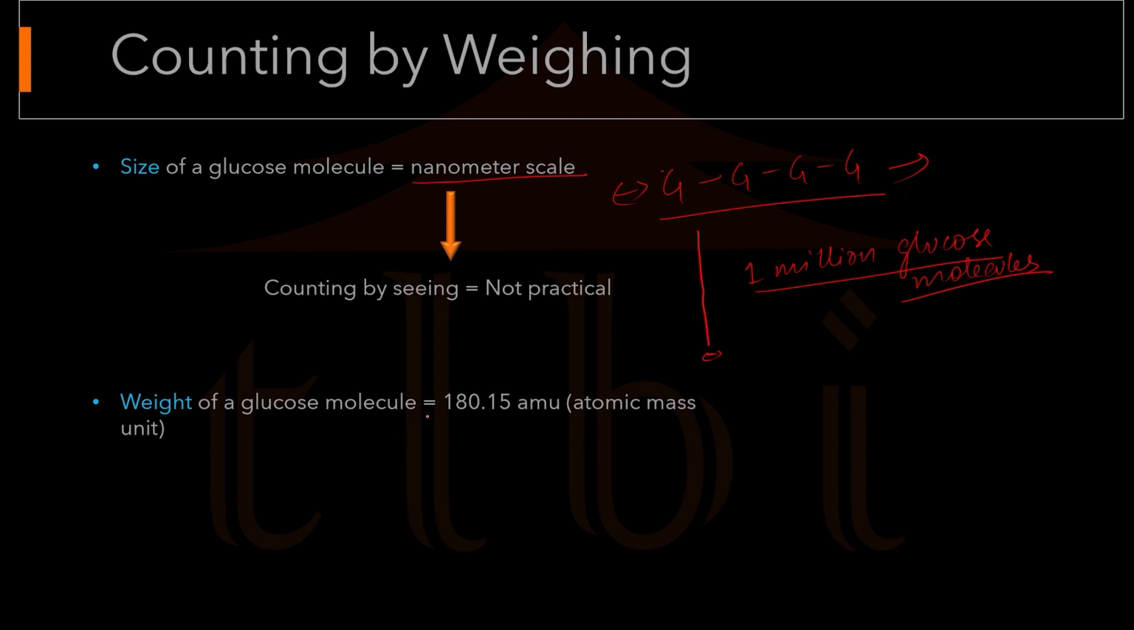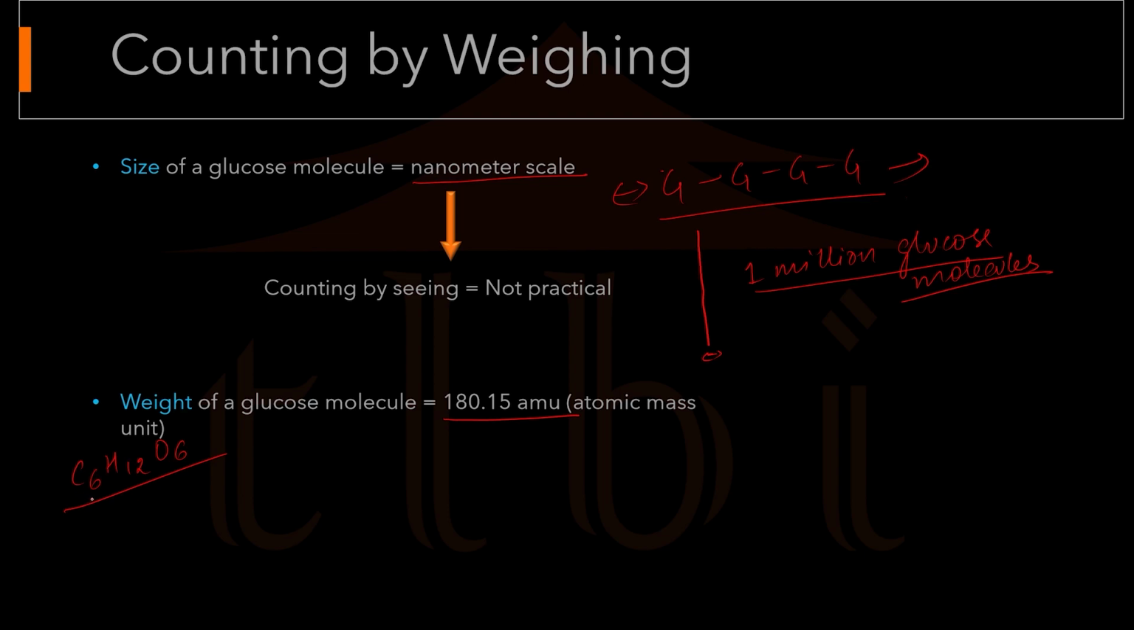So the weight of a glucose molecule is about 180 atomic mass units. Suppose you confront a question where you don't know what a glucose molecule is, but if you are given the molecular formula, or you already know it, then you can quickly calculate from here, right?